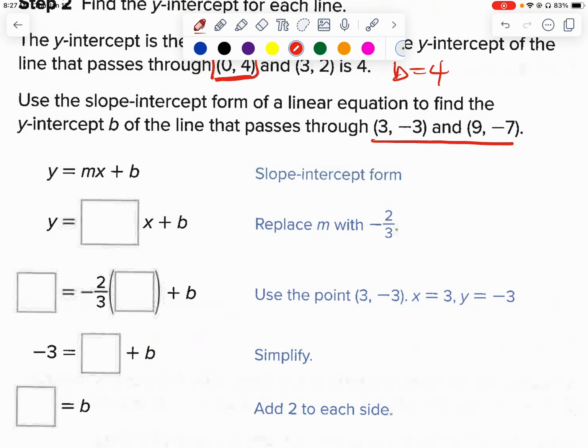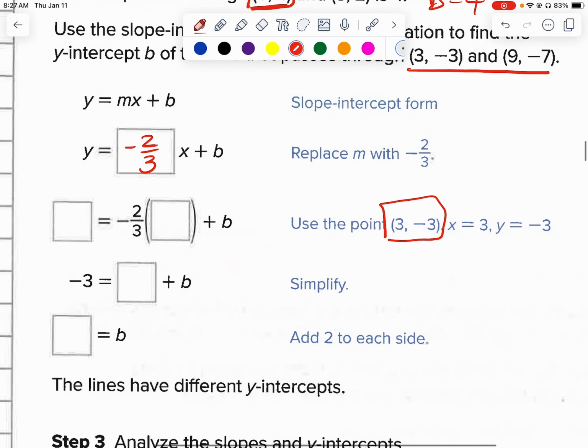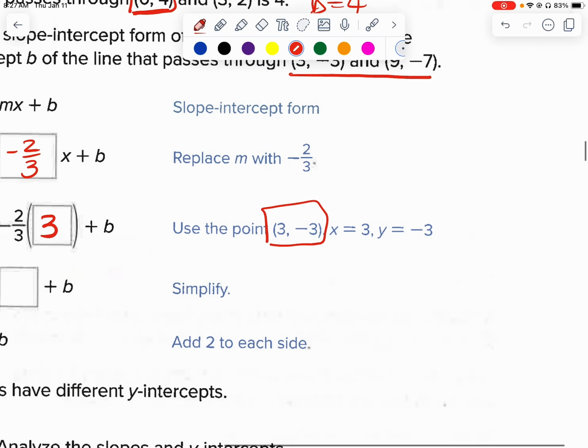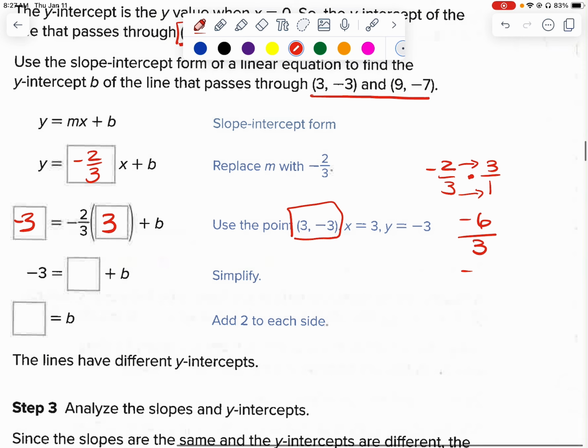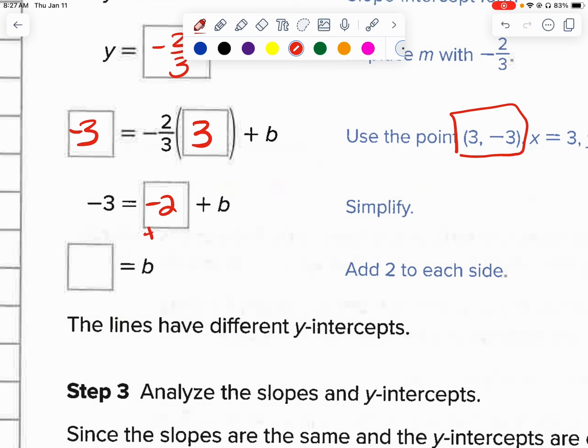I know that my slope is negative 2/3. I'm going to pick this point right here. So I'm going to replace y with negative 3 and x with 3. Now I'm going to come over here because some of you still are not fraction friends. I multiply straight across, I get negative 6, and multiply straight across, I get 3. So negative 6 divided by 3 is negative 2. I'm going to add 2 to both sides, and I get negative 1.